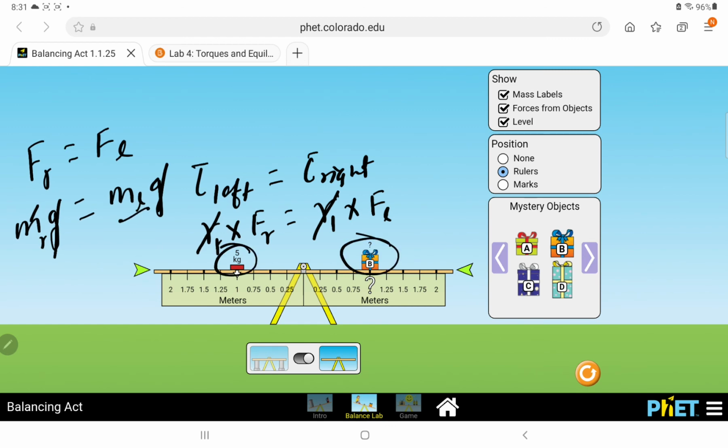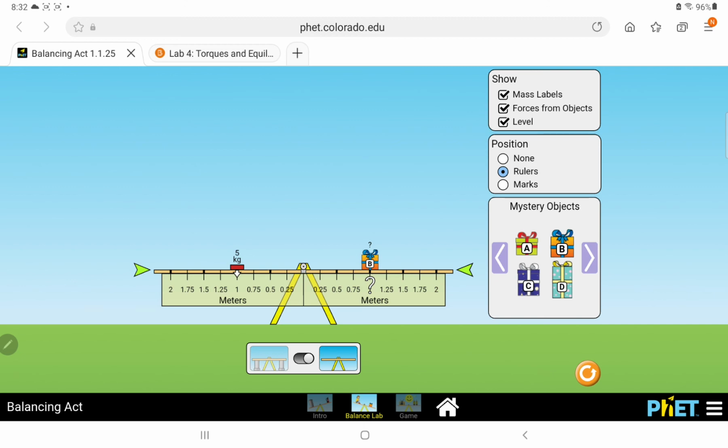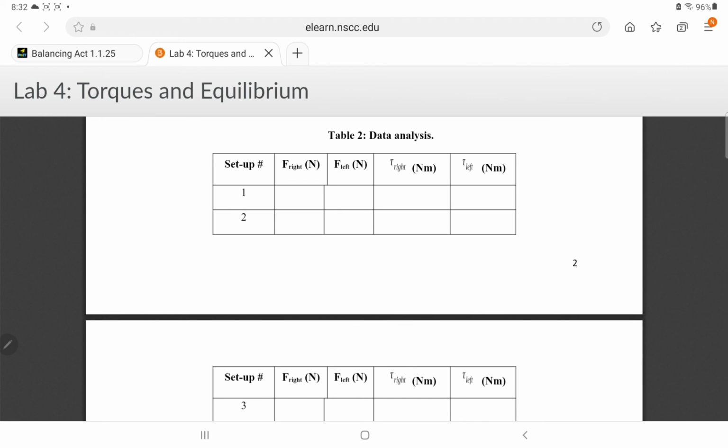This is the powerful tool to find the unknown mass if you know the balance. This is the principle of how we measure, how we compare masses, right? That is the balance that we use in daily life. Okay, so before finishing this lab, let me show you something else here.